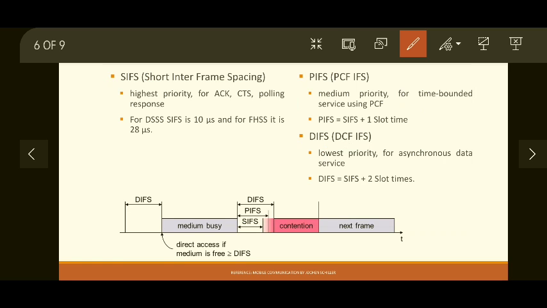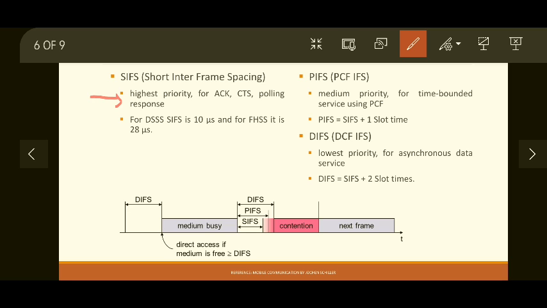So let's see the SIFS. SIFS is of the highest priority. That means this is the shortest waiting time. Remember, highest priority means shortest waiting time. If a node has to wait for the shortest waiting time, that means that particular node has the highest priority.